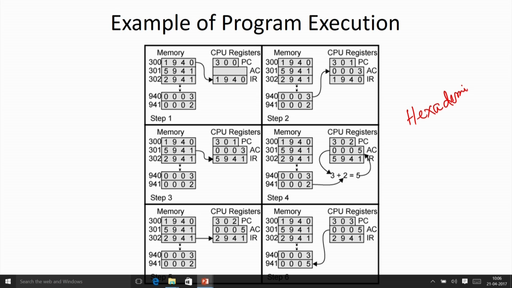So, that means in base 16 system. Here you see we are having memory locations 300, 301 and 302. These are the locations of the memory, and 1940 are the contents of that particular memory location. If this is 300 in hexadecimal, then what is the binary representation?